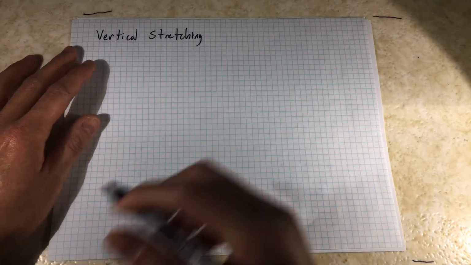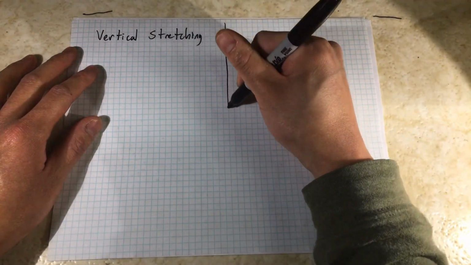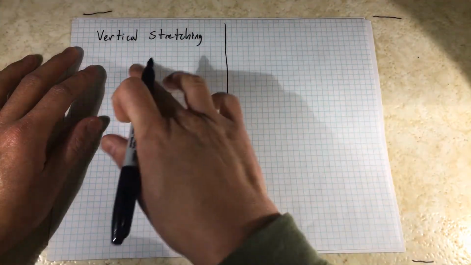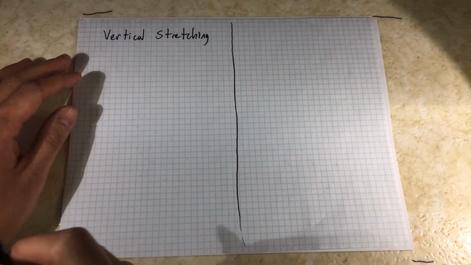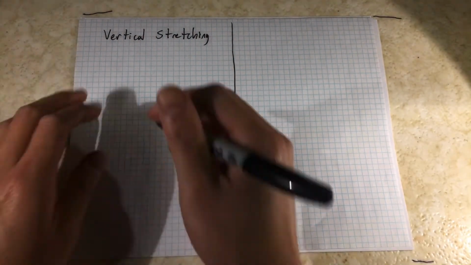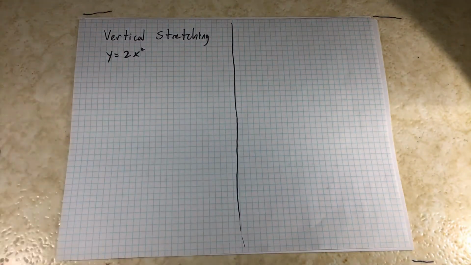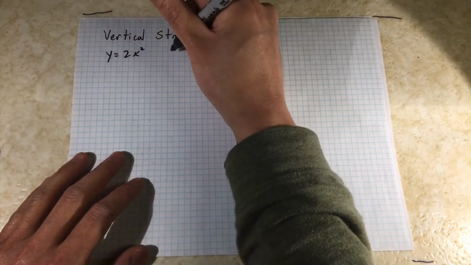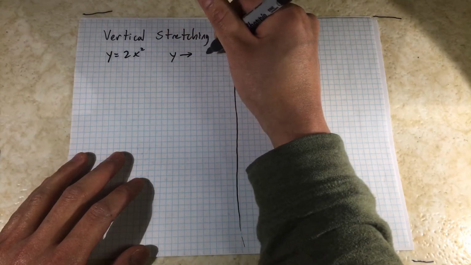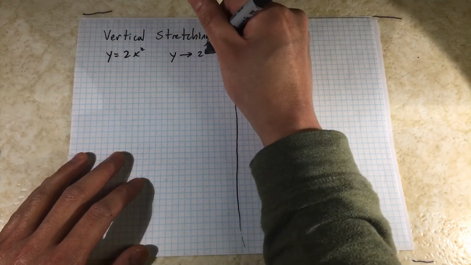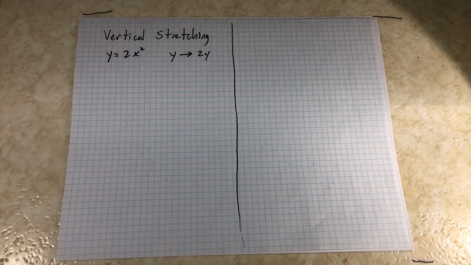So we'll start off with vertical stretching. Actually, we're going to use this half for vertical stretching. We'll use this half for vertical compression, which we'll do in a second. But let's say that we have y equals 2x squared. So basically, the idea behind this is that it takes y values, the y coordinates, and it just doubles all the y coordinates. All right, so it stretches it vertically.